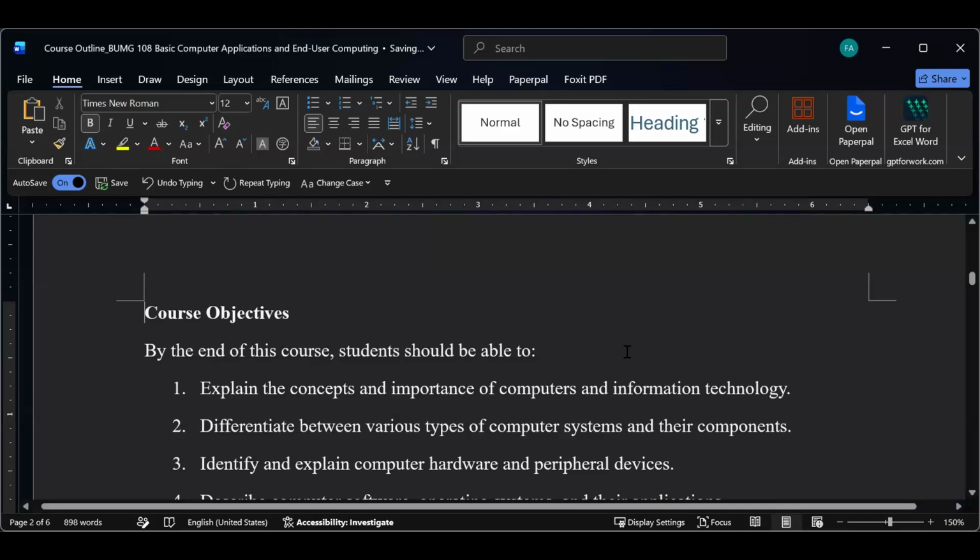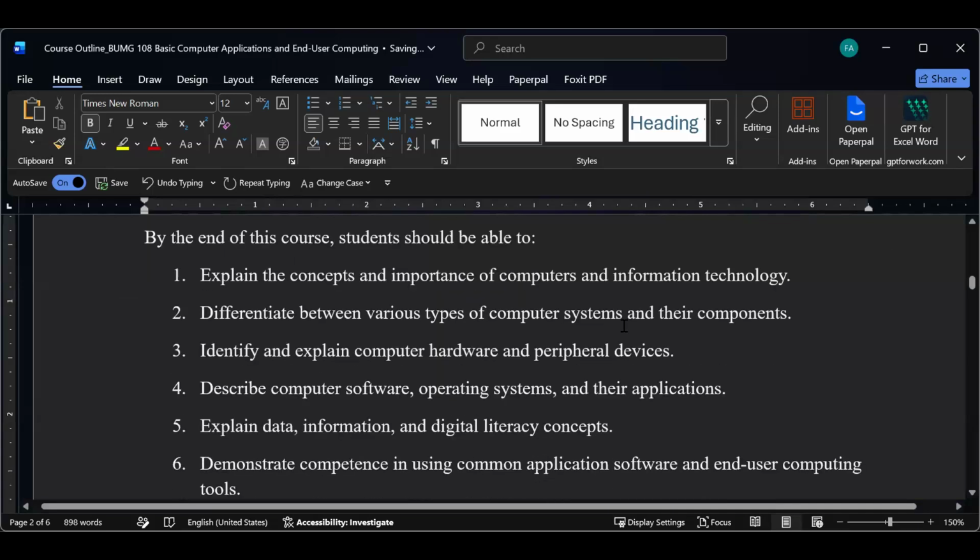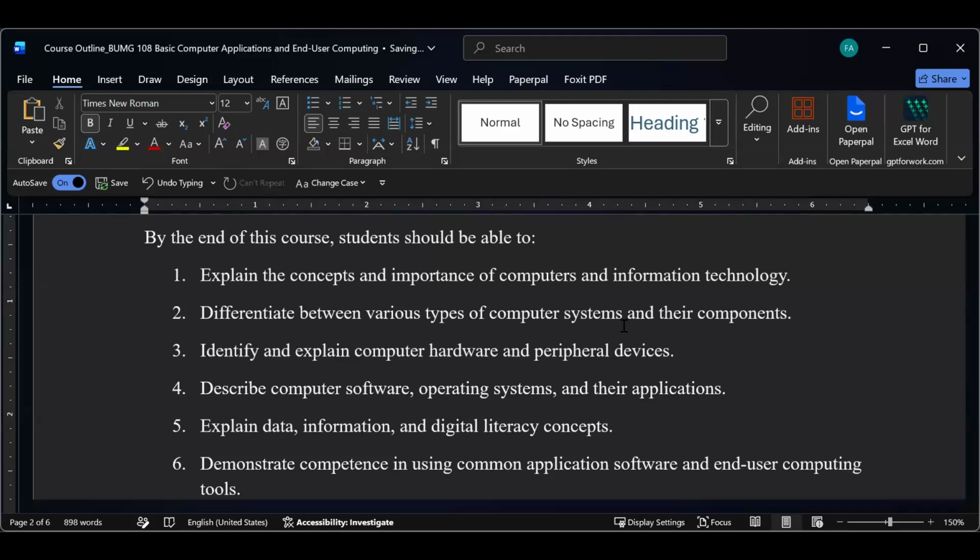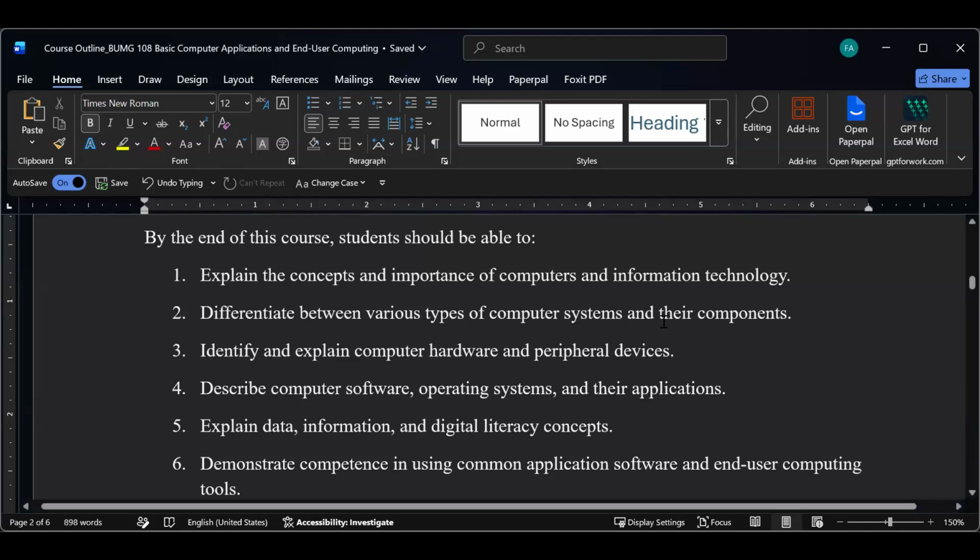By the end of this course, we expect that as students, we should be able to explain the concepts and importance of computers and information technology. You should also be able to differentiate between the various types of computer systems and their components, identifying and explaining computer hardware and peripherals, and of course, describe computer software, operating system software, and application software.